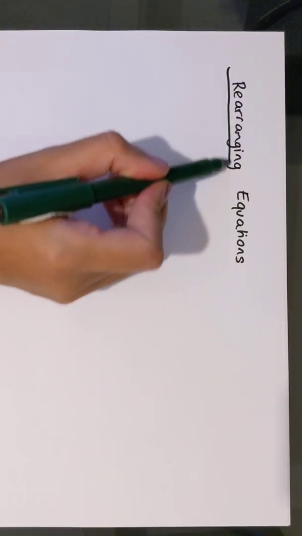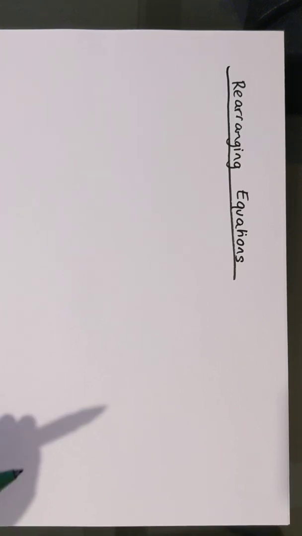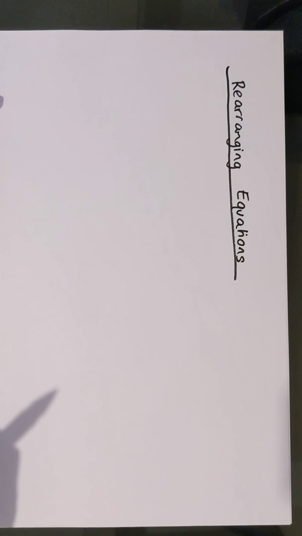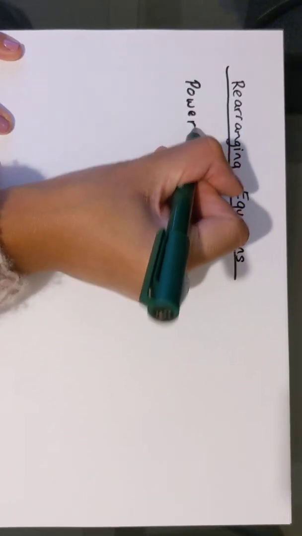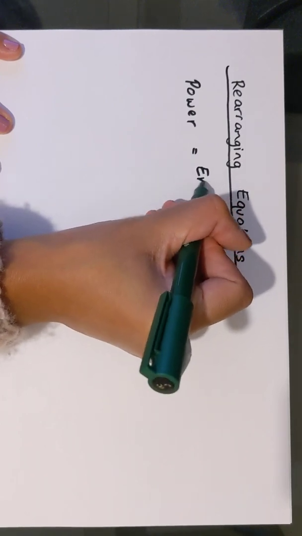Okay, I thought I'd do a short video on rearranging equations in physics, particularly for the energy topic since we've come across so many equations. So I'm going to start with the more simple equations, the ones that have only 3 terms in them. An example could be your power equals energy divided by time.